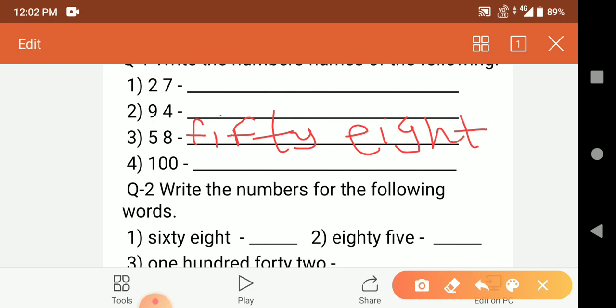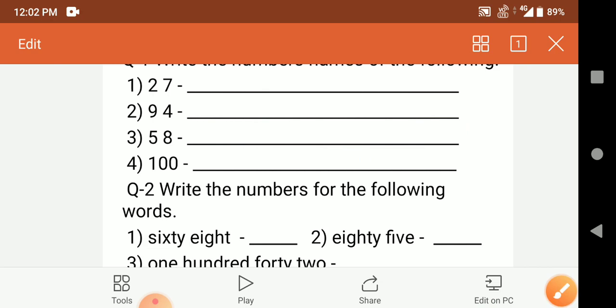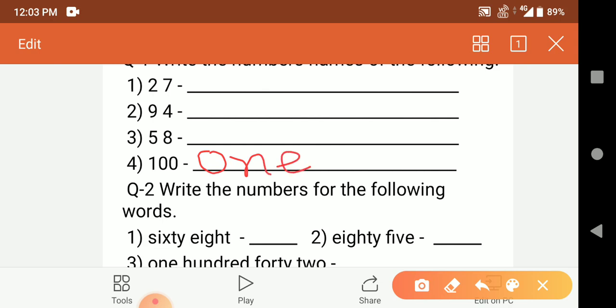Now my fourth number is, which number is this? Yes, look at it, it has a 3-digit number. Which number is this? Yes, 100. So we write 100 for it. O-N-E. 1 is on the 100 place. Then H-U-N-D-R-E-D. Okay, 100.